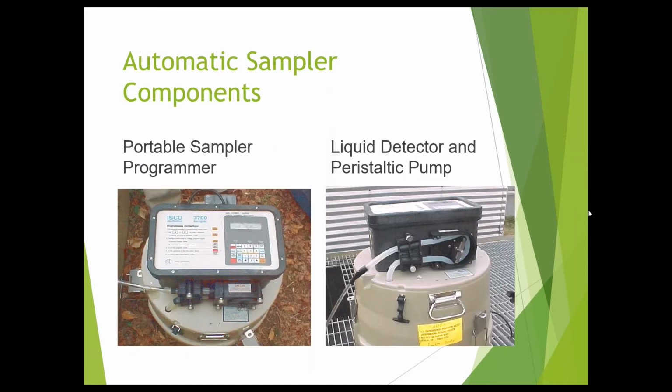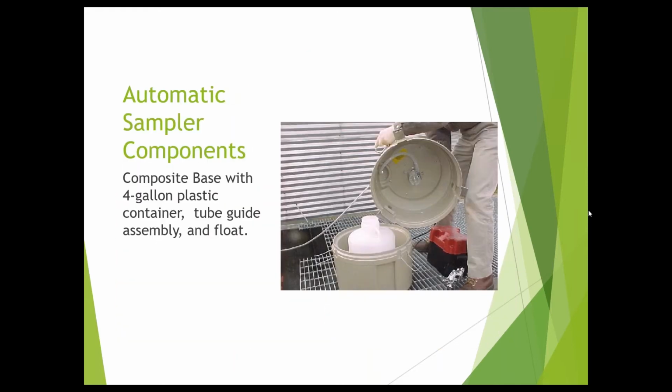And then here you can just see this is the way it's programmed here at the top. This is the automatic sampler. You can program it however many times you want, so on and so forth. Components, you can see underneath it, that little white area in the middle of the top, that has the tube, and it also has what's called a float.